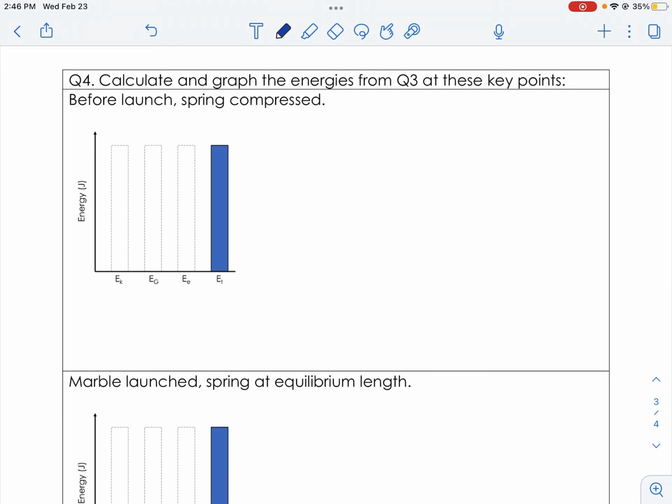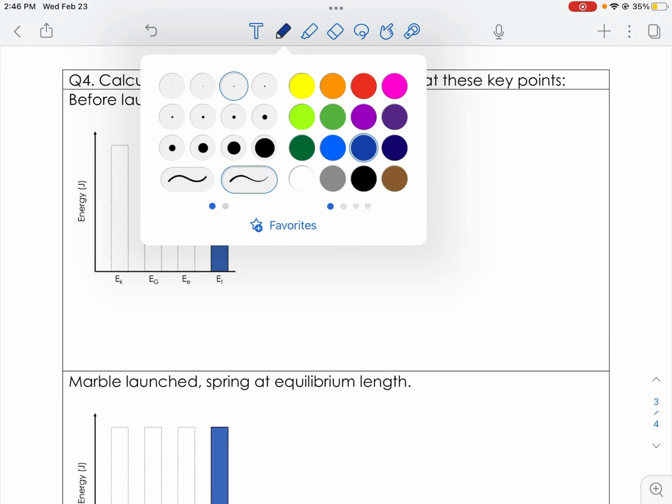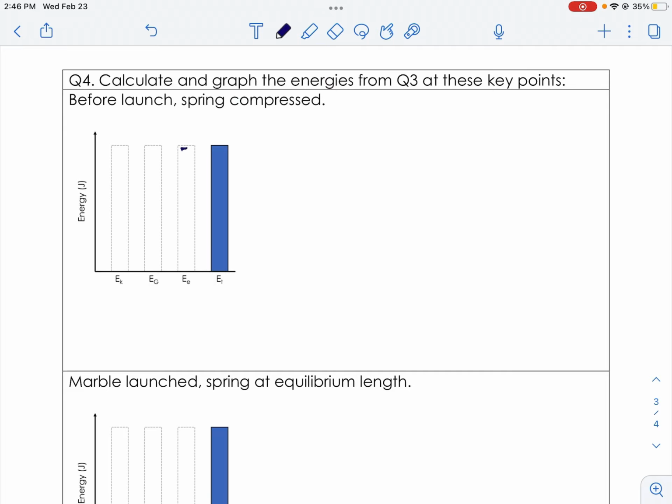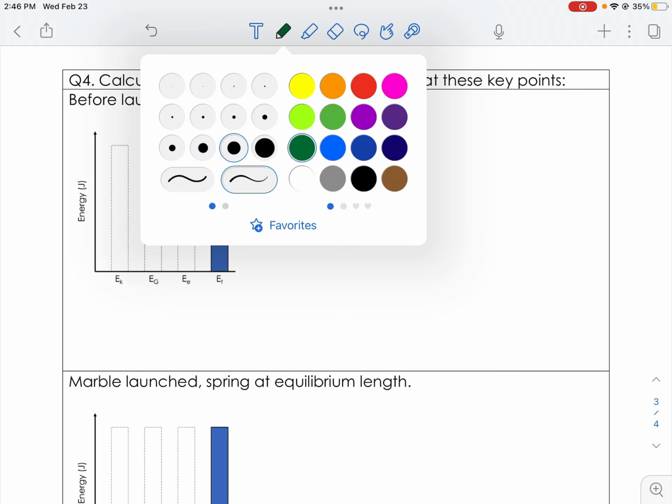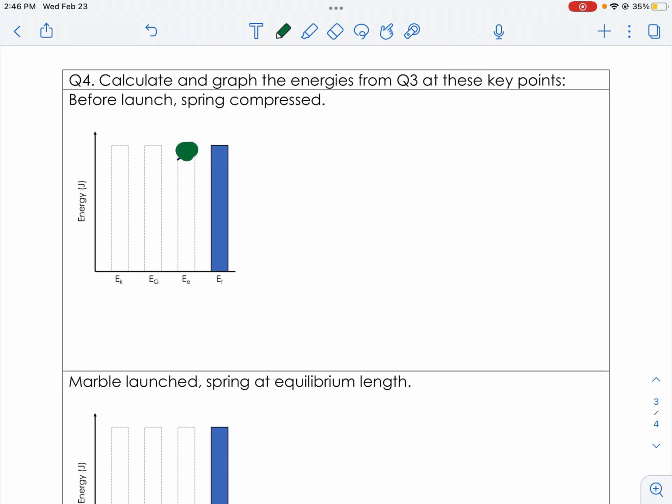So question 4 says calculate and graph the energies from Q3 at these key points. Before the launch, with the spring compressed, in terms of the total energy, it's going to have all of it be spring potential energy. So the whole thing is elastic potential energy.